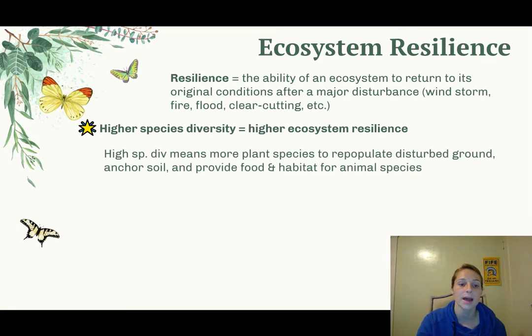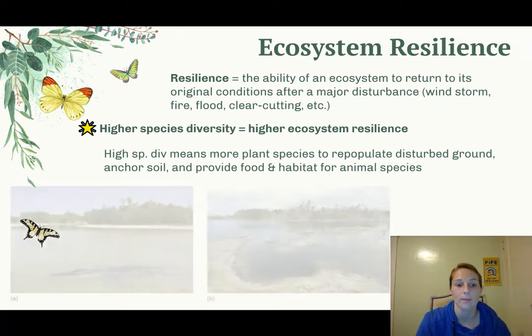And this is because having a higher amount of species diversity means that you have more plant species that can come in and repopulate disturbed ground. When you have plants moving in, this is going to anchor the soil. It's going to provide food. It's also going to provide habitat for animal species. So you can have organisms refilling in this disturbed area because there were a wide variety of species that could move in and start creating this habitat again.